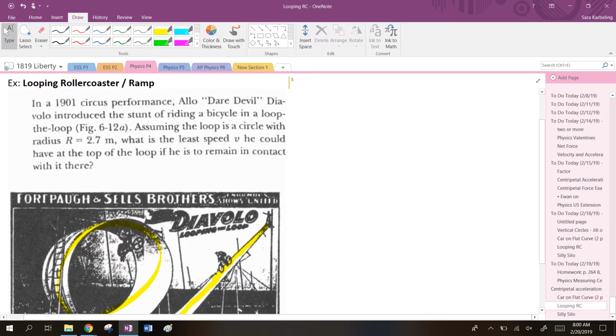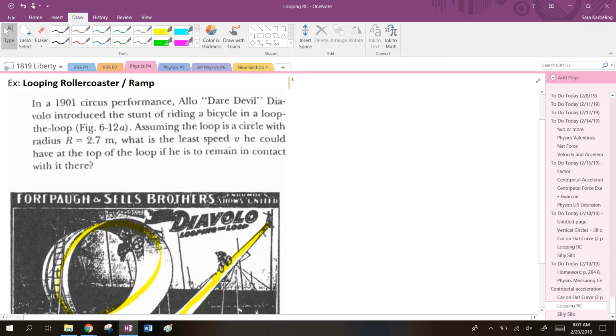So Allo Daredevil Diavolo introduced a stunt of riding a bicycle in a loop, like I showed you in the picture. Assuming that the loop is a circle, they're not actually circles. When you go on a looping roller coaster, it's a thing called a clothoid loop that's a little bit different, to minimize the acceleration on your body so that you don't black out, which is good. But anyway, we're going to keep it simple here and assume that it's a circle with a radius of 2.7 meters.